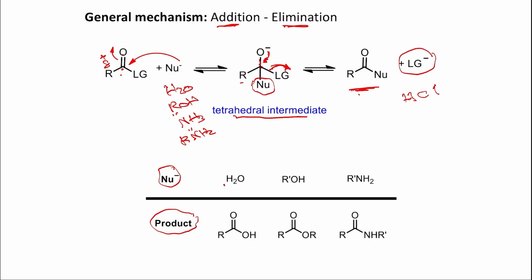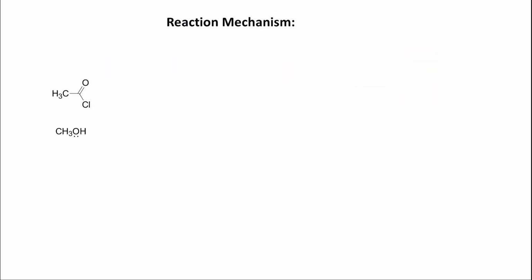So if we have water, the product will be an acid. If we have an alcohol, the product will be an ester. If we have an amine, a primary amine, or if we have ammonia, the product will be an amide. So let's see the reaction mechanism in more detail now.